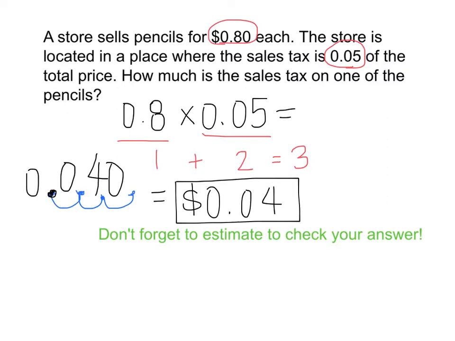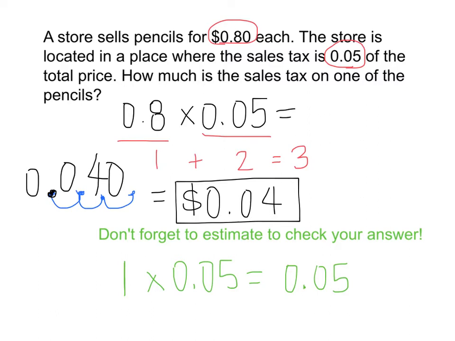Okay, let's just round one number. Remember, when we estimate, we want to be able to do things in our head. So 0.8 is about how much? 1. It's about 1, right? So we can say 0.8 is about 1. 1 times, let's just keep that number the same, 0.05. What's 1 times anything? Is anything, right? So what's our answer? 0.05.